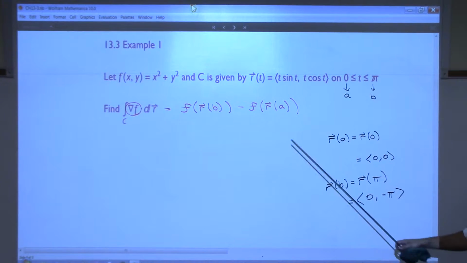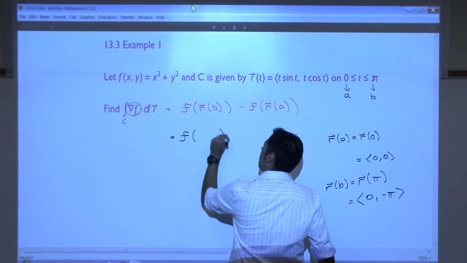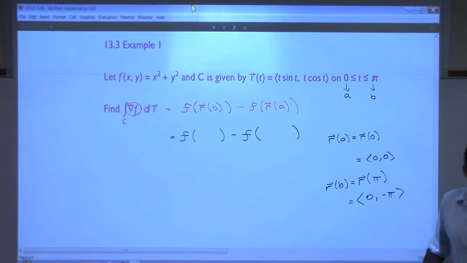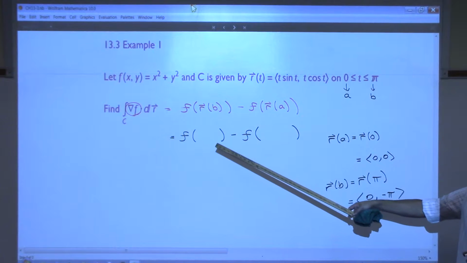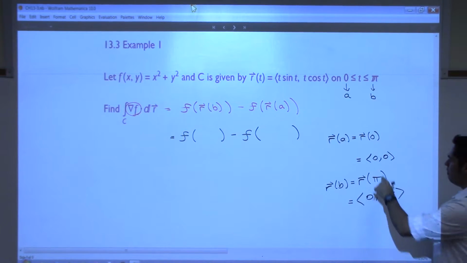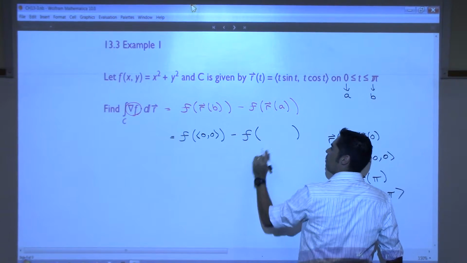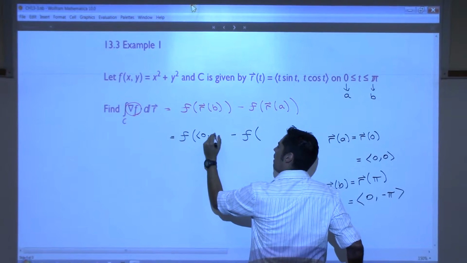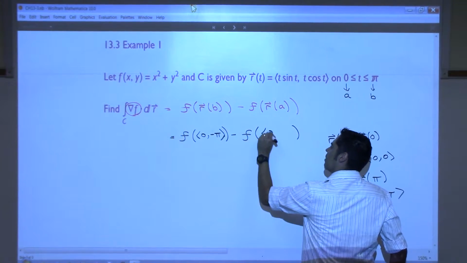So according to the fundamental theorem of line integrals, this is just equal to f evaluated at one endpoint minus f evaluated at the other. This is where we have some tricky notation, which I alluded to a couple of classes ago. What does it mean to evaluate a scalar function at a point that's a vector? Well, we're going to plug in 0, negative pi here, got it backwards, sorry, and the vector 0, 0 for the other.